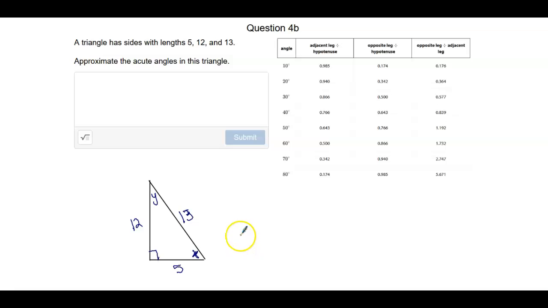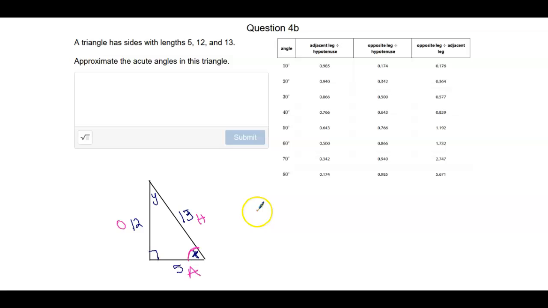So if we want to find X first, that's this angle down here. So this is where our theta is. And from here we go opposite. This is our opposite side. This is our hypotenuse. This is our adjacent. It doesn't really matter which one of these three we pick. We can do the opposite over the hypotenuse.